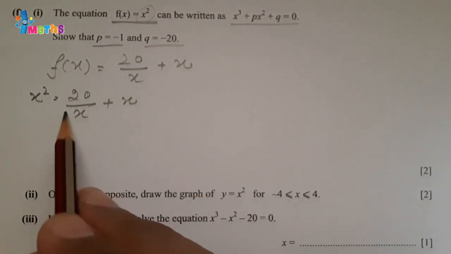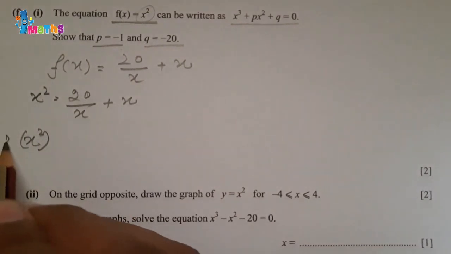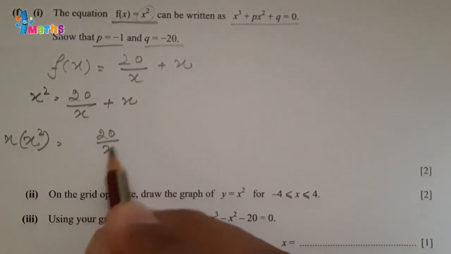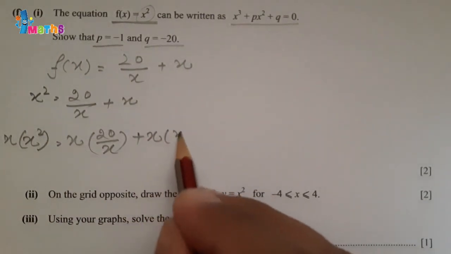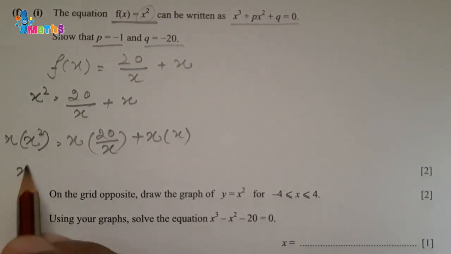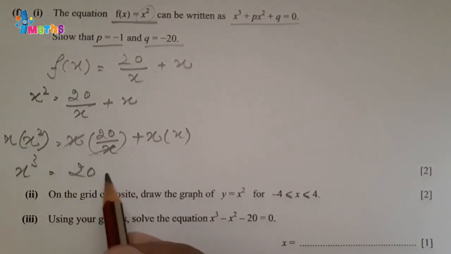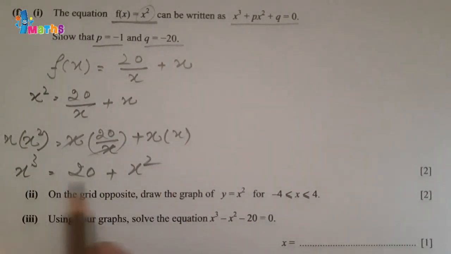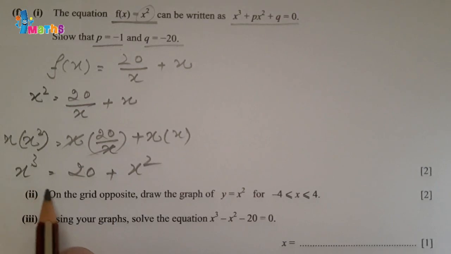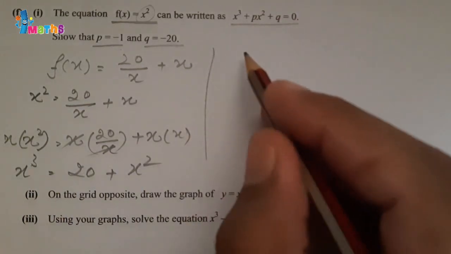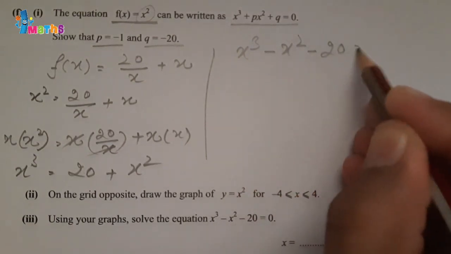Now we'll have to eliminate this denominator. We will solve this equation. We'll multiply everything by x: 20 over x also we will multiply by x, plus this x also multiplied by x. So finally we'll be getting x cube. The x will be cancelled with x, so it will be 20 plus x squared. So we can shift these two things, 20 plus x squared, to the other side of equality, and finally we will be getting x cube minus x square minus 20 is equal to 0.